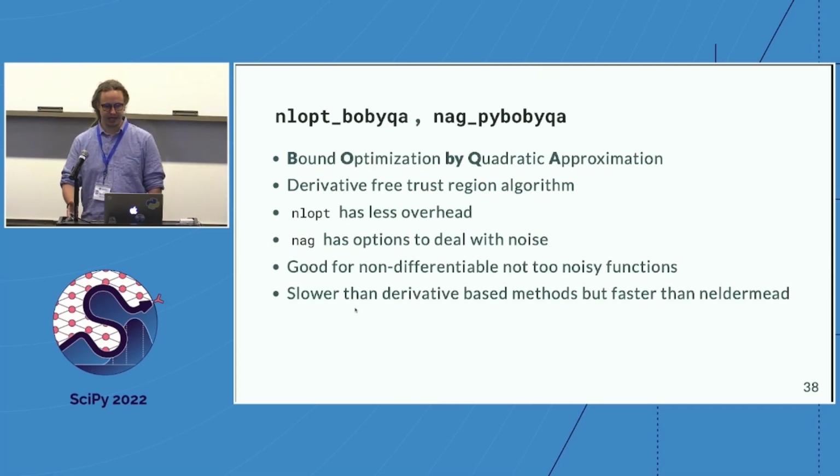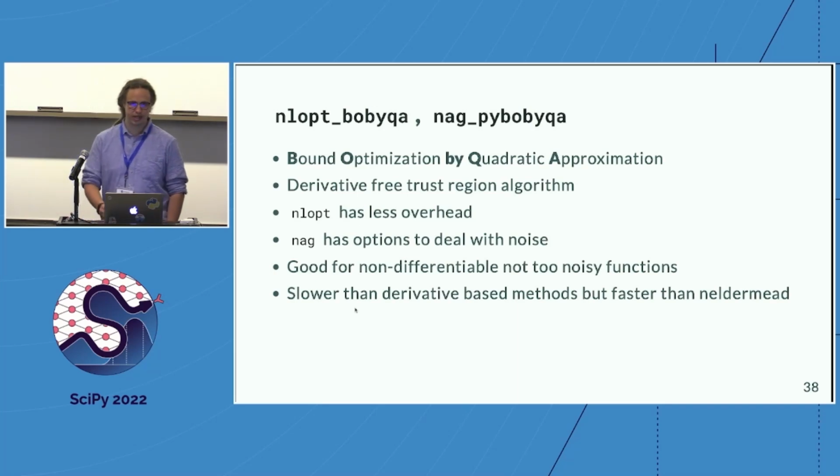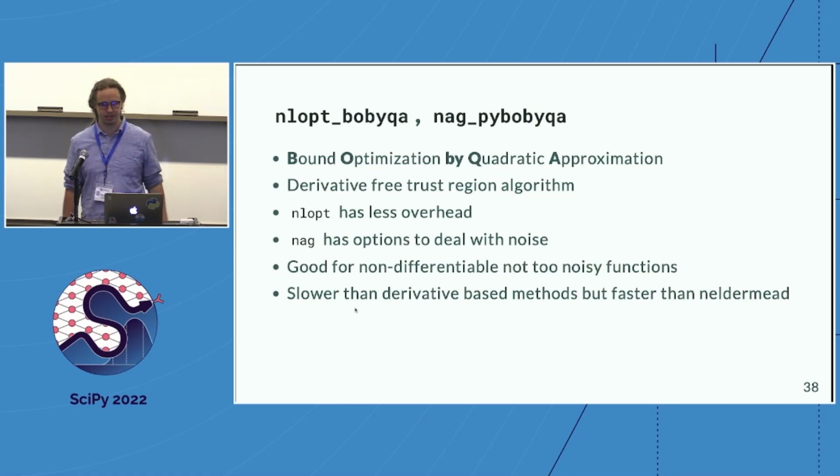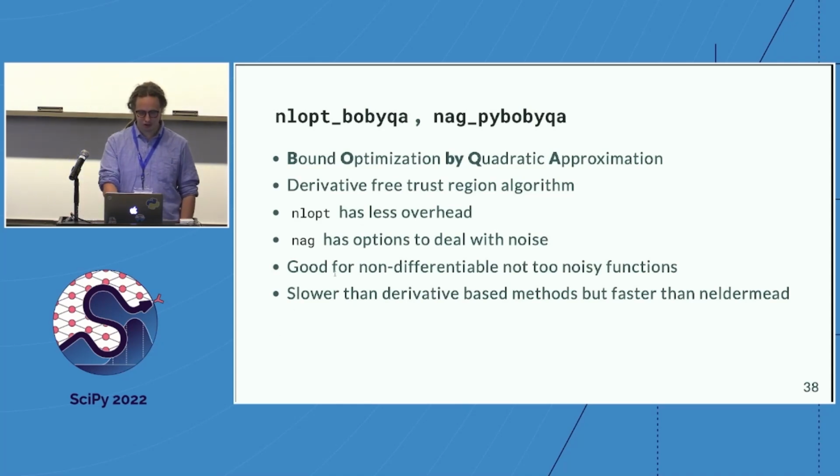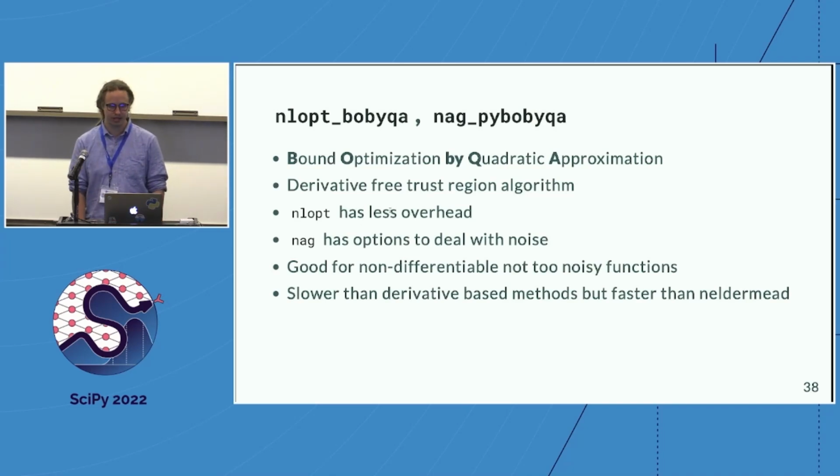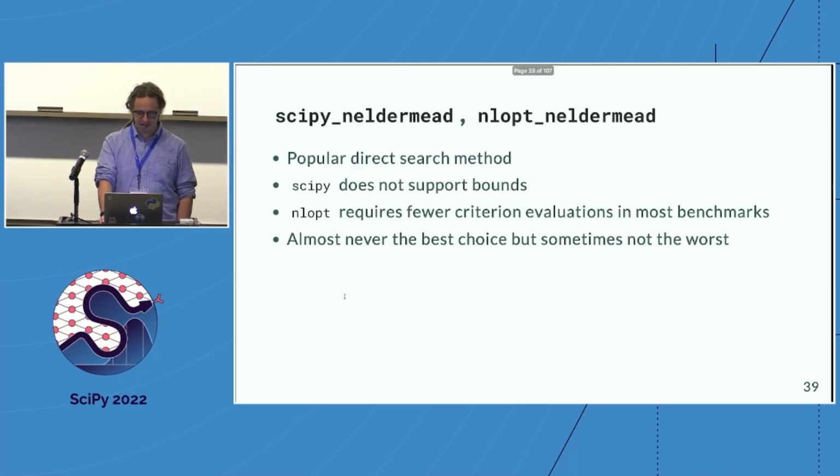NLOpt Bobika and NAG Bobika are two gradient-free optimizers, so they should implement the same basic optimizers, but the implementation varies a bit. In general, the NLOpt version has less overhead, so if you have a very fast criterion function, you should choose that. And the one from the Numerical Algorithms Group has advanced options to deal with noise, and also, I mean, it's not going to make it a global algorithm, but it gets a bit there. And in general, these algorithms are going to be slower than gradient-based algorithms, especially if you have fast derivatives. But they are going to be faster than the next one.